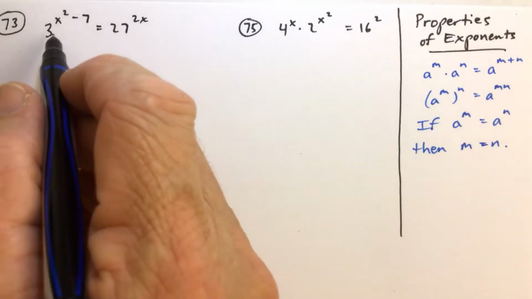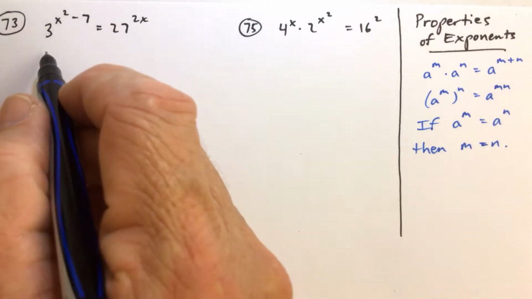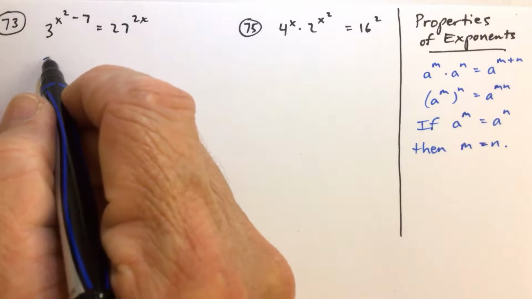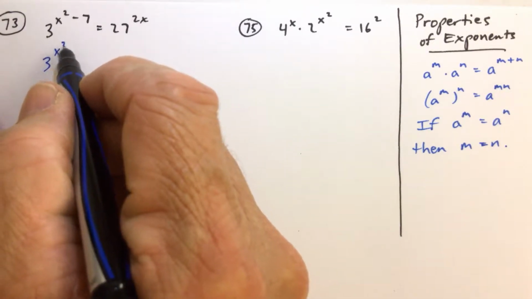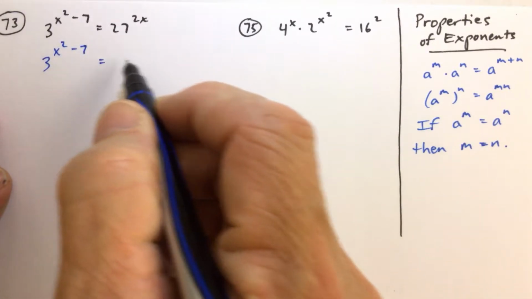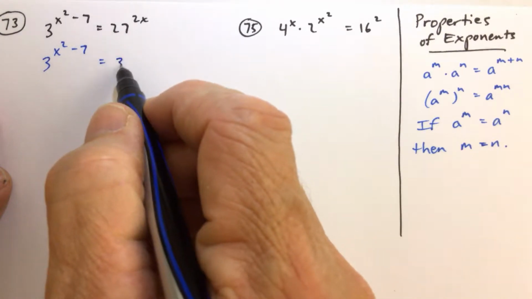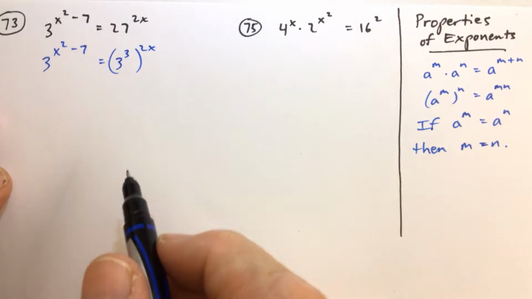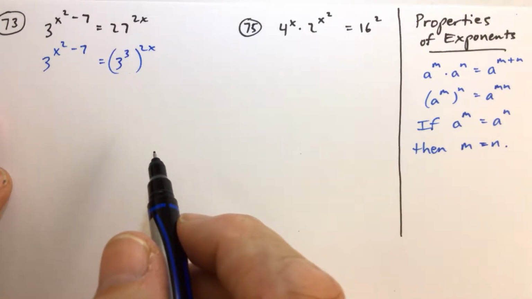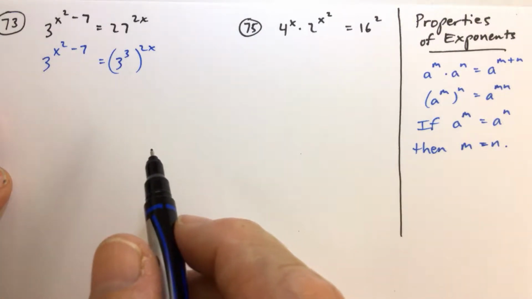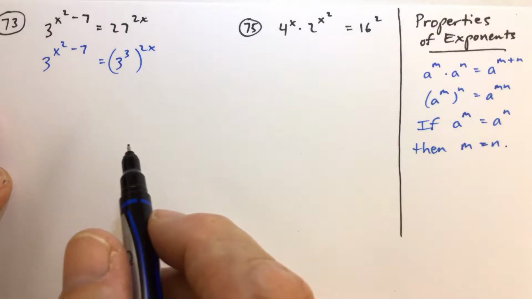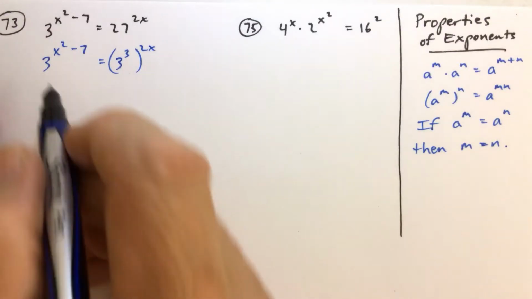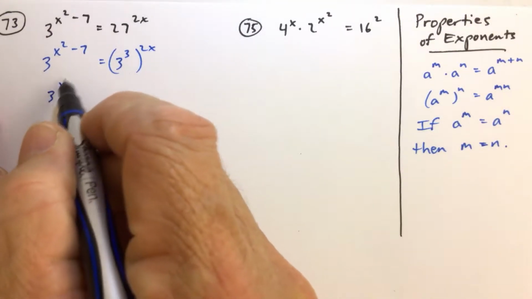And we notice that 3 and 27 can both be written as a power of 3. Of course, 3 is already written as a power of 3, so we leave that side alone, but 27, we're going to rewrite as 3 cubed. Knowing your powers of 2, 3, and 5 is really important in this section. So let's go ahead and simplify the right side.